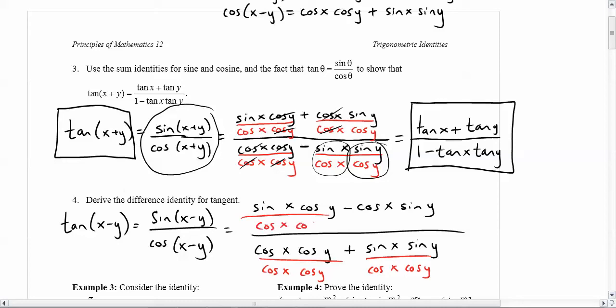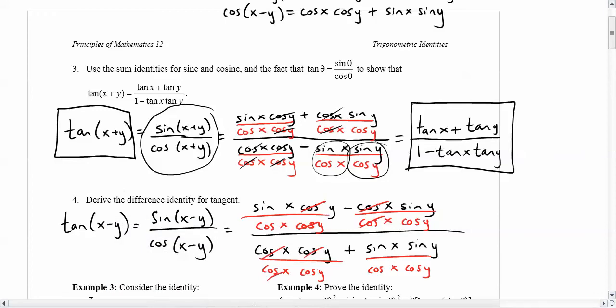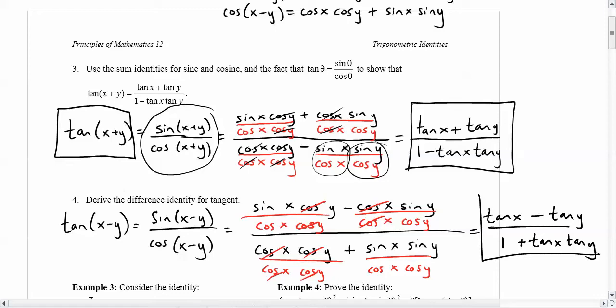Dividing by cos x, cos y, cos x, cos y. And now the magic happens. The cosine y's cancel, the cosine x's cancel, everything cancels down here, and nothing much cancels over here. But I get a pretty tan x minus tan y over 1 plus tan x tan y. So it's the same as the addition identity, except I changed the plus to a minus and the minus to a plus.